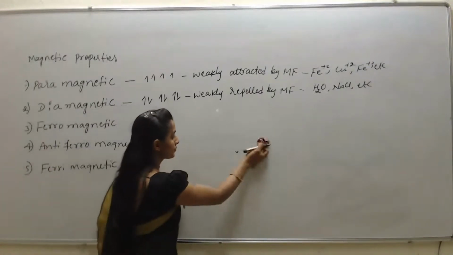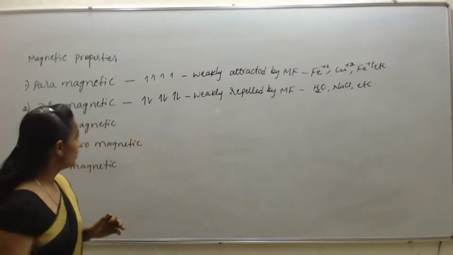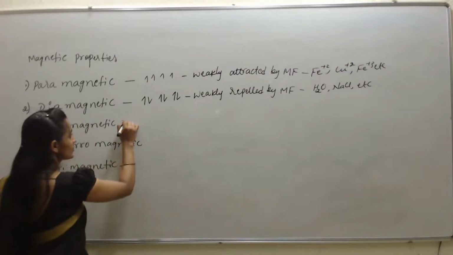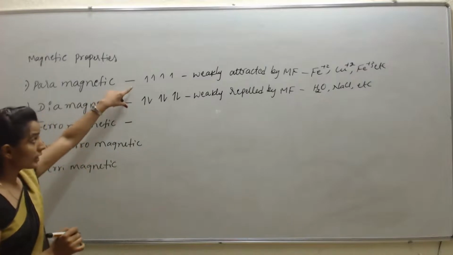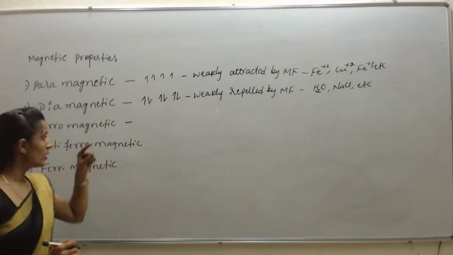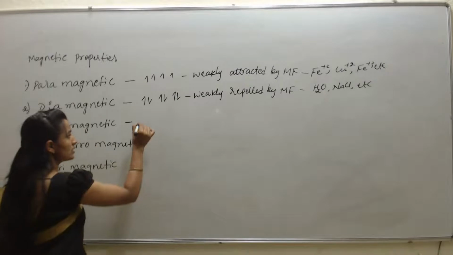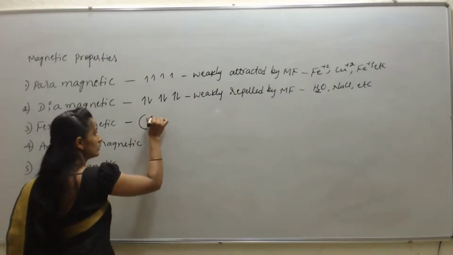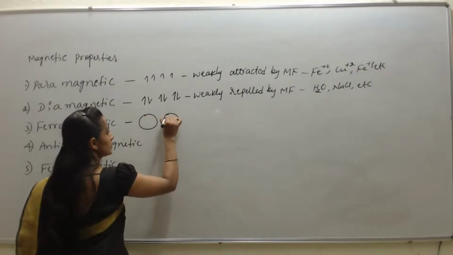Okay, so next one is ferromagnetic substances. I told you for these two we are considering only electrons. For these ferromagnetic substances, we are considering what? Domains.